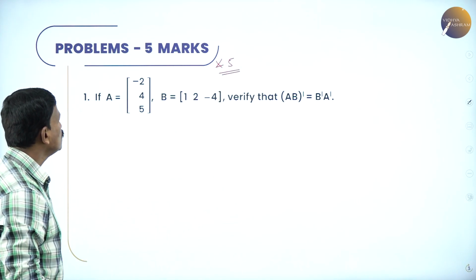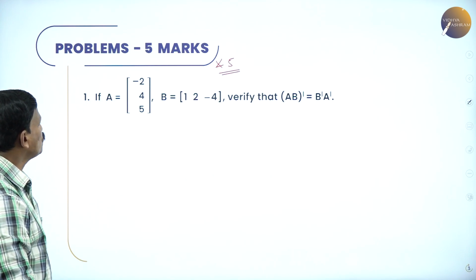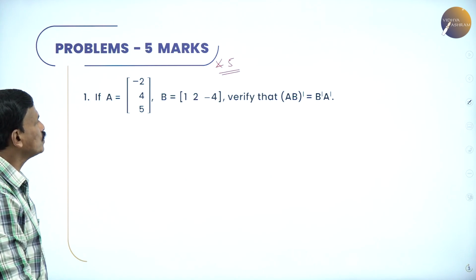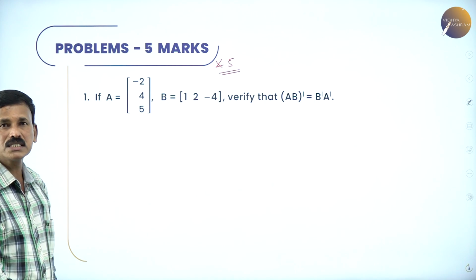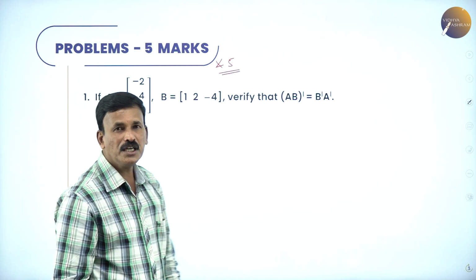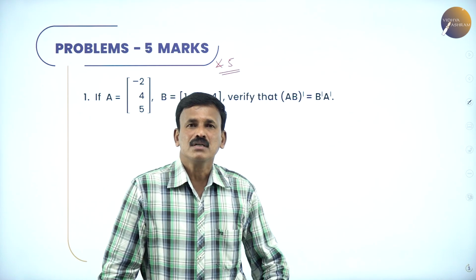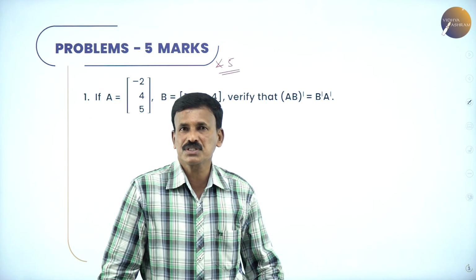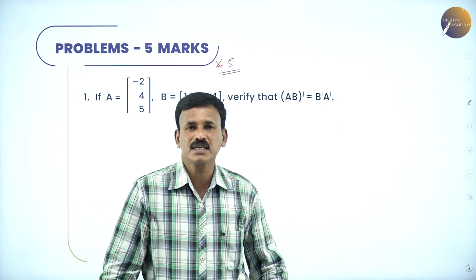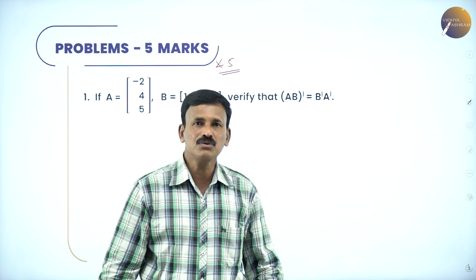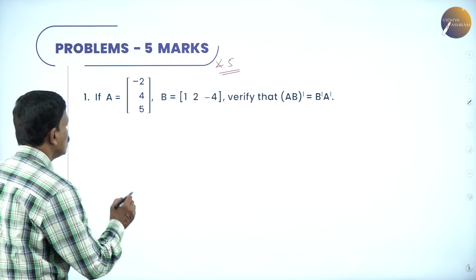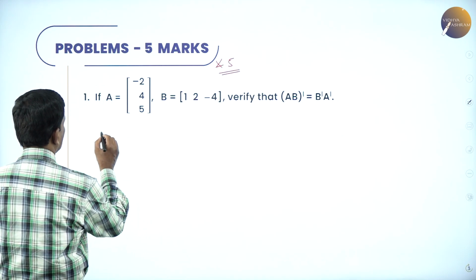Now what is given? If A is equal to minus 2, 4, 5, B is equal to 1, 2, minus 4, verify that (AB) whole dash is equal to B dash A dash. Multiply AB and transpose it. Then take the transpose of B and the transpose of A, multiplied B dash A dash, and you will get the answer. LHS is equal to RHS. Very easy, but don't get confused while solving this problem.